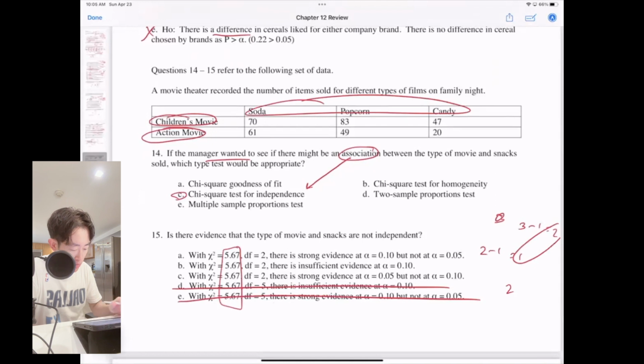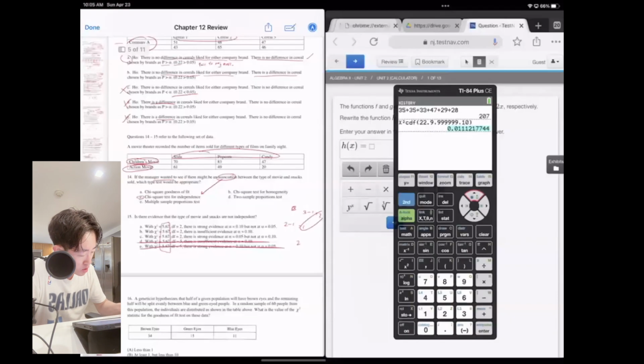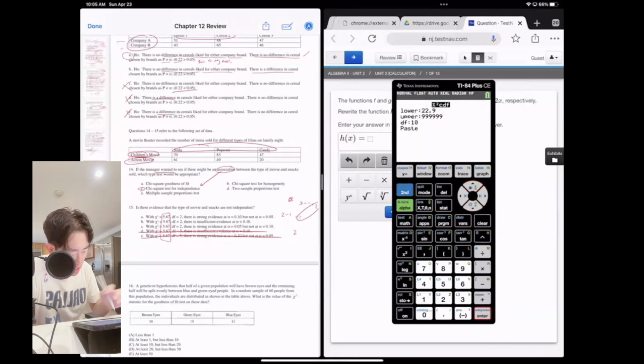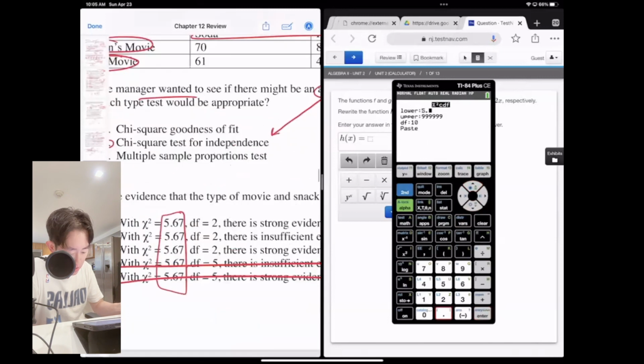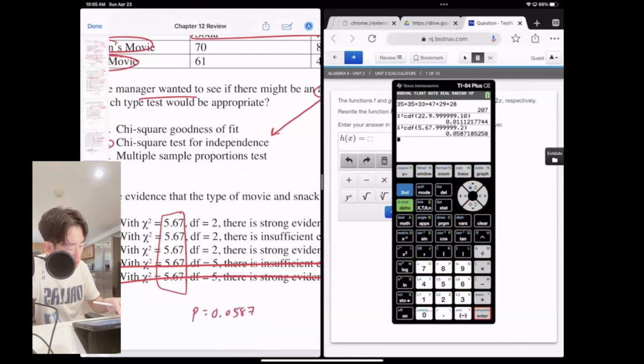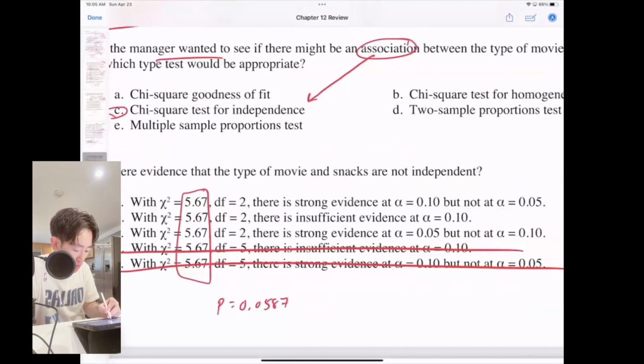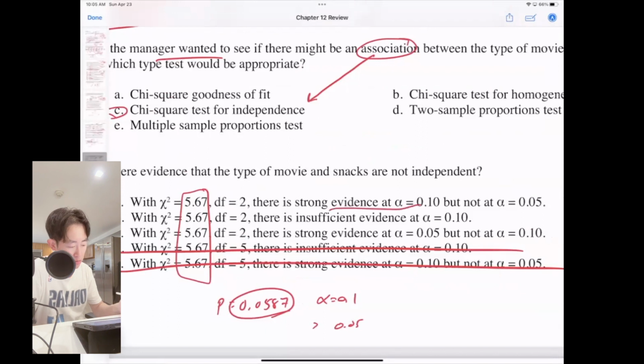And I have to rely on my calculator one more time. So we're going to do second vars, and then we're going to go up to chi-squared CDF so that we can calculate the values. Chi-squared is 5.67, leave the 999 alone, degrees of freedom of 2. P-value is 0.0587, which means that this is going to be significant at alpha of 0.1, but it's not going to be significant at 0.05 as this is greater than. So there is strong evidence at 0.10 but not at 0.05.